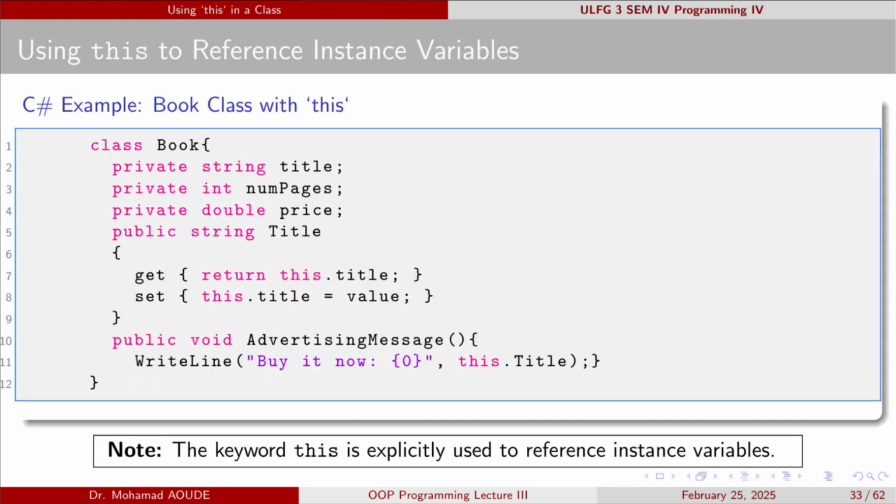Sometimes you want to explicitly use this inside your class. Example in a Book class: get { return this.title; } set { this.title = value; }. Here, this.title makes it crystal clear you are referring to the object's field, not some other variable. Using this is especially important when parameter names and field names are similar.